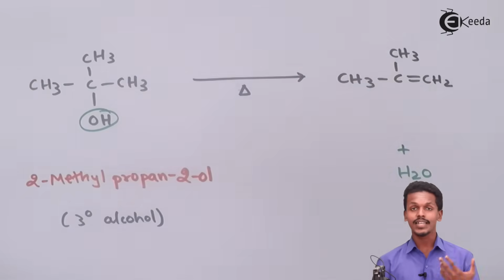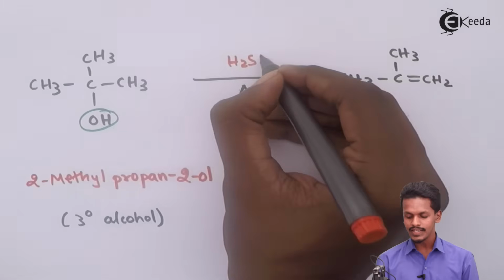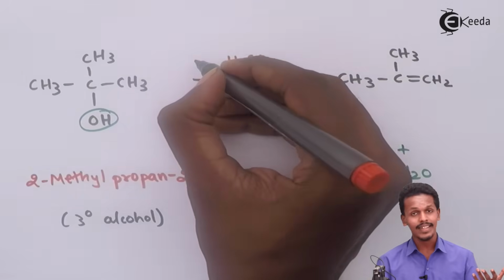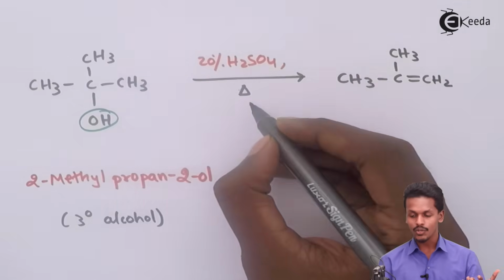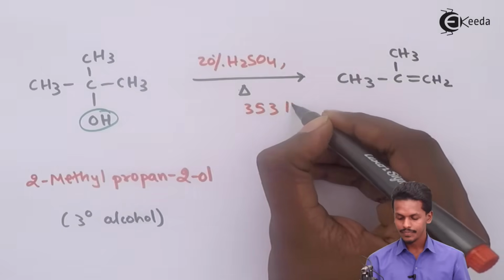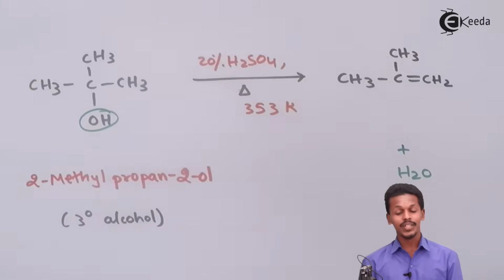But what would be the condition? The condition would be different. Again, the H2SO4 will be used. We could easily use H2SO4, but it is not necessary that we should use a concentrated solution. In fact, in this case, we are using 20% H2SO4 with a temperature of basically 353 Kelvin. So this is the temperature that we have to provide, and this is the product that we have obtained.